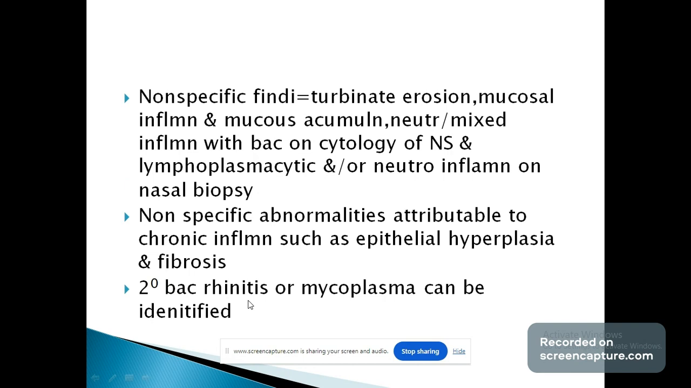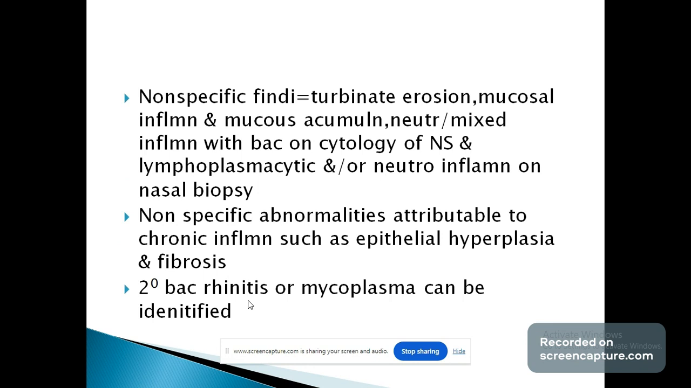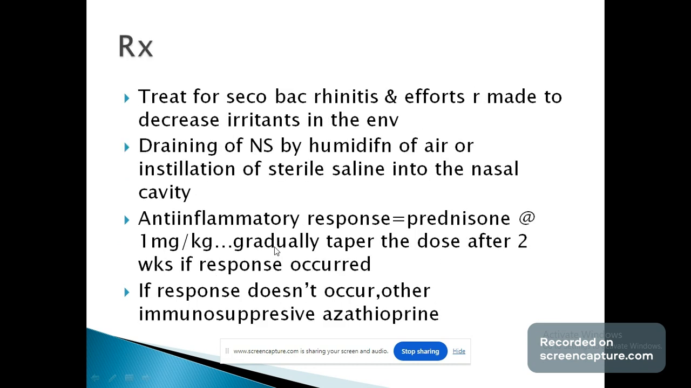Non-specific findings in lymphoplasmacytic rhinitis are turbinate erosion, mucosal inflammation, mucus accumulation, neutrophilic or mixed inflammation with bacteria on cytology of nasal discharge, and lymphoplasmacytic or neutrophilic inflammation on biopsy. Non-specific abnormalities attributable to chronic inflammation, such as epithelial hyperplasia and fibrosis. Secondary rhinitis or mycoplasma can be identified.